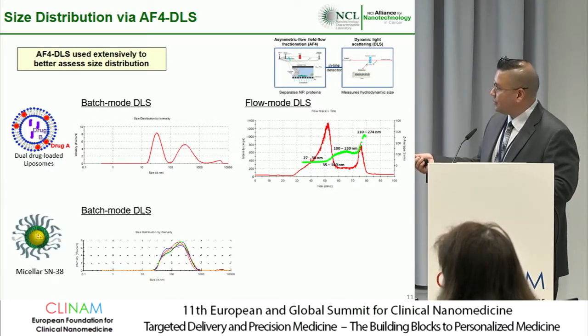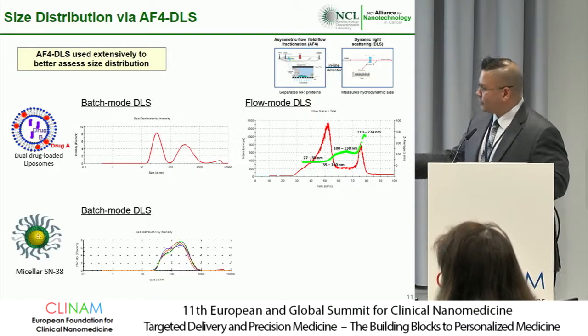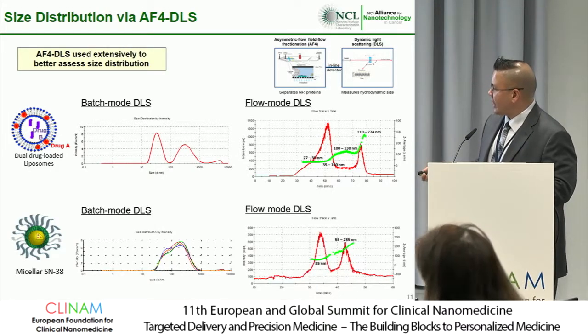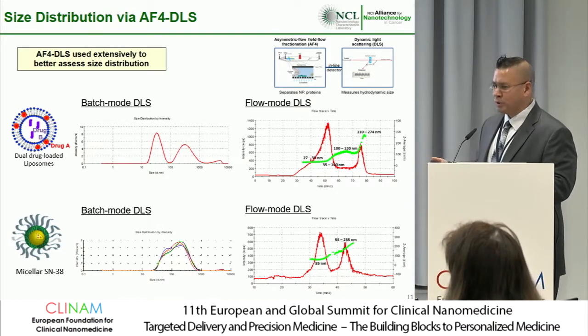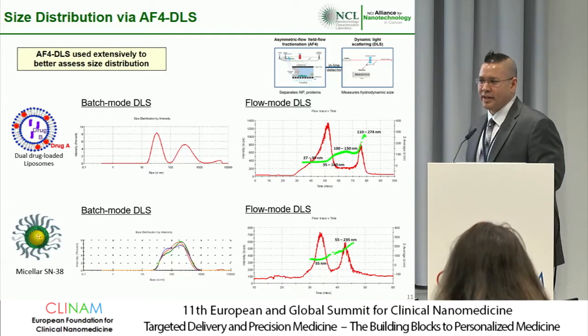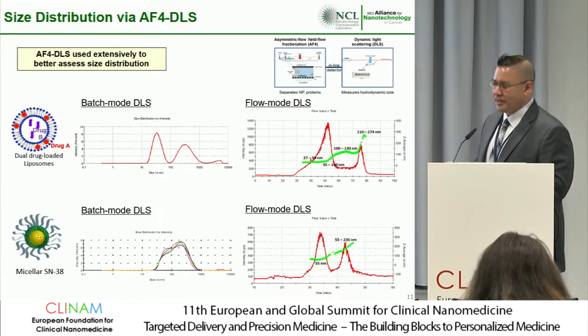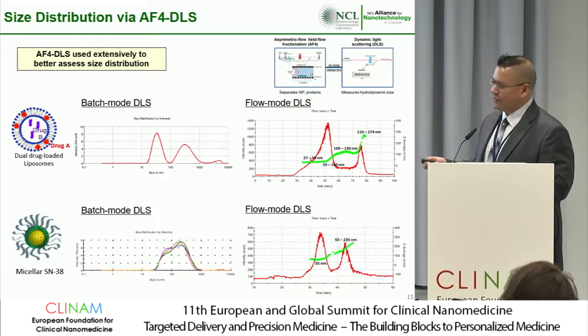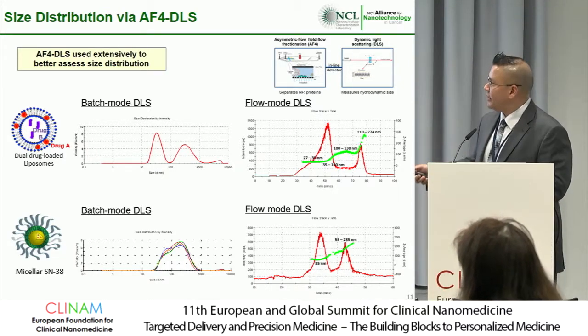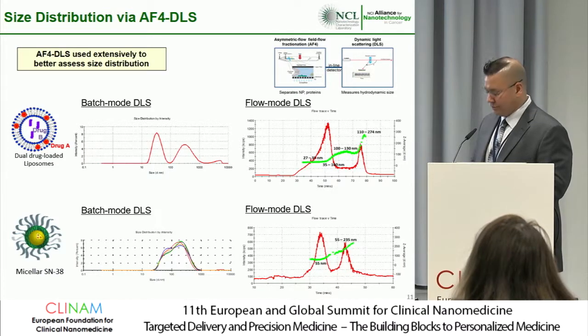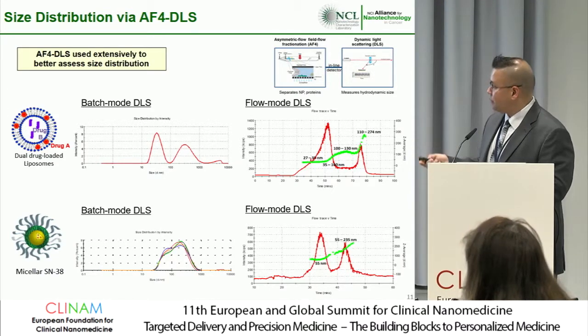You can pick any number in here, and you'd be right with the size. If we run this through AF4 DLS, we can actually resolve the 2 populations shown here. So this more represents what we do in-house pretty much all the time now. I like DLS, but for me, batch mode DLS is very limited in that case. So having some sort of separation upstream and then having DLS as one of your detection methods is very useful, as you can see here.